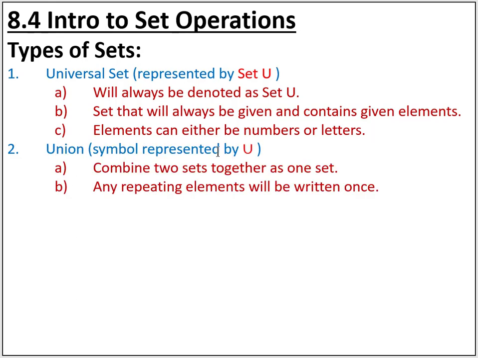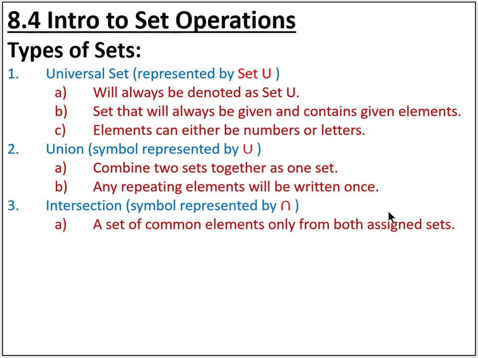Union set, symbol represented by this, which is usually a large U. So it's a symbol for union. So for a union set, you are to combine two sets together as one set. So I repeat, combine two sets together as one set. And if there are any repeating elements between the two sets, then it will be written once. All right, let's take a look at the next one.